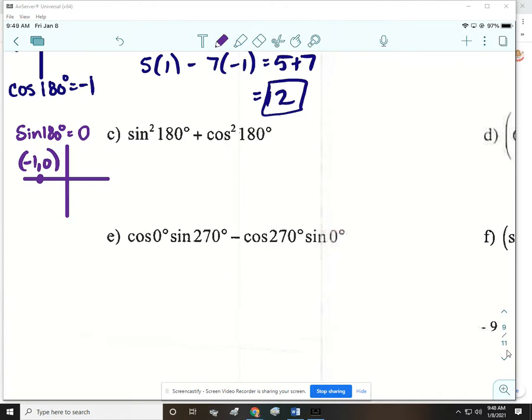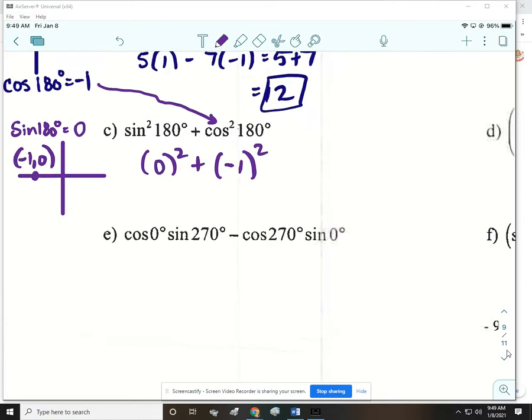Since we just did the cosine of 180 degrees, we'll just bring it down. So the sine of 180, well, hold on, let me draw that a little bit better. All right, so the sine of 180 degrees is 0, so I need 0 squared. The cosine of 180 degrees is -1, so I need -1 squared. So 0 squared is 0, -1 squared is 1, so that's just going to be 1.